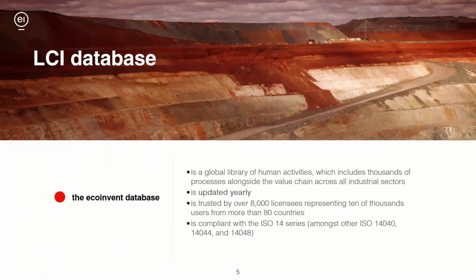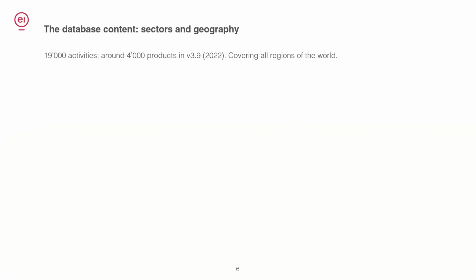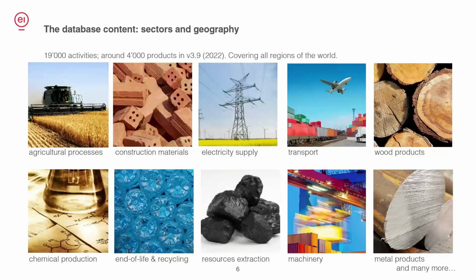The ecoinvent database is a global library of human activities, which include thousands of processes along different industrial sectors. It's updated every year. It's trusted by over 8,000 licensees in over 80 countries, and is compliant with the ISO 14 series. As just said, the database is a library of human activities. There's 19,000 activities and around 4,000 products in the current version 3.9. This is covering all regions in the world, and as said before, different sectors and industries, from agricultural processes, transport, end of life, machinery, metals, etc. So with this, I would like to pass the word to my colleague Karl, who will introduce the topic.